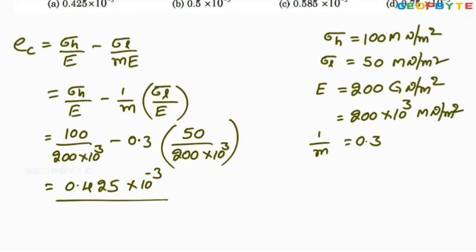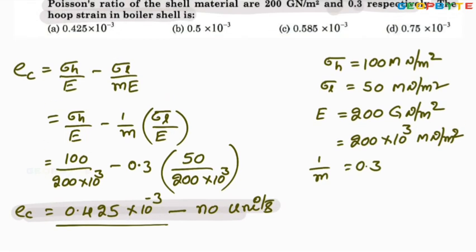So this is the hoop strain or circumferential strain. Strain has no units. That is the answer. Look at the options. Look at the very first one, 0.425 into 10 power minus 3. Therefore, option A is absolutely correct. Let us take one more problem.